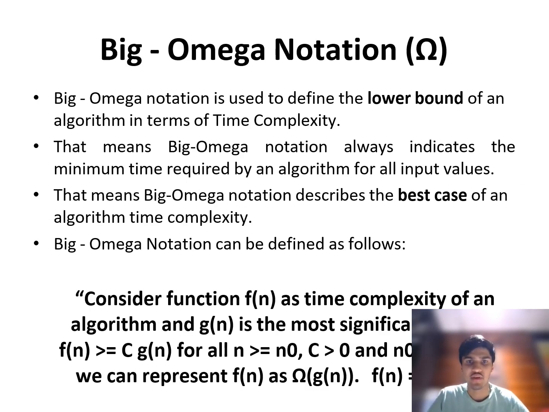Next we have the big omega notation. It is used to define the lower bound of an algorithm in terms of time complexity. That means it always indicates the minimum time required by an algorithm for all input values. It describes the best case of algorithm time complexity. It's similar to the big O notation, but it's completely opposite.